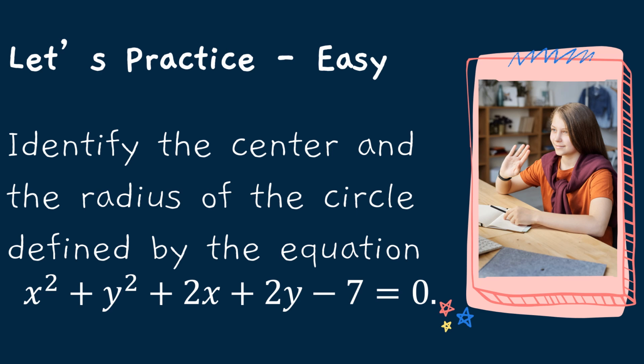Identify the center and the radius of the circle defined by the equation x squared plus y squared plus 2x plus 2y minus 7 is equal to 0. Again, let us rewrite the given general equation into the next slide. Equation: x squared plus y squared plus 2x plus 2y minus 7 is equal to 0.